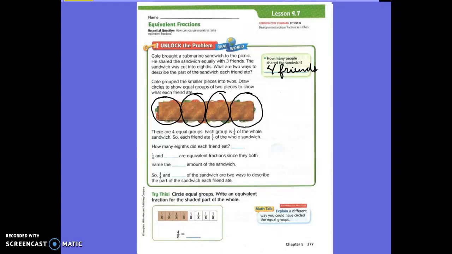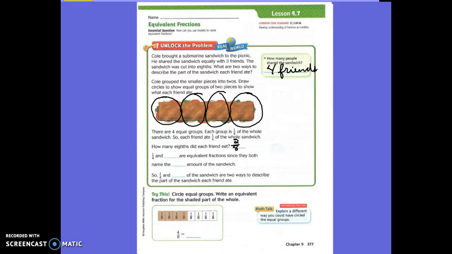Each group then is 1/4. Each friend gets 1 out of 4 groups. Okay? So each friend ate 1/4 of the whole sandwich. But how many 8ths did each friend eat? Everyone? 2. Yes, 2 8ths. They ate 2 out of 8. They always think of a fraction as being this many out of this many.